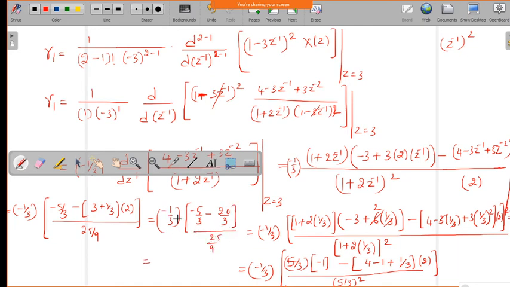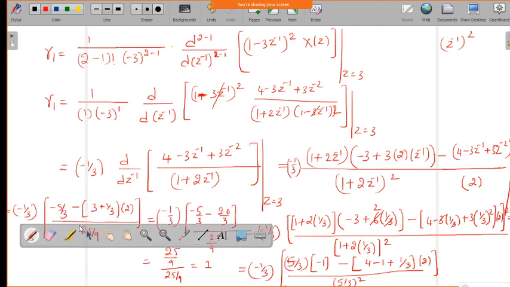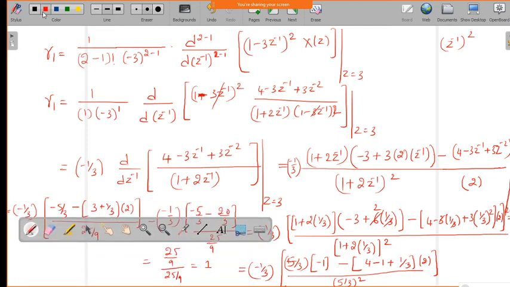Okay, so now you can multiply this one, minus into minus will become plus. So you will get 25 by 9 in the numerator and 25 by 9 in the denominator. So the value of gamma 1 will be equal to 1. Similarly, you have to evaluate gamma 2. So gamma 1 will become equal to 1.